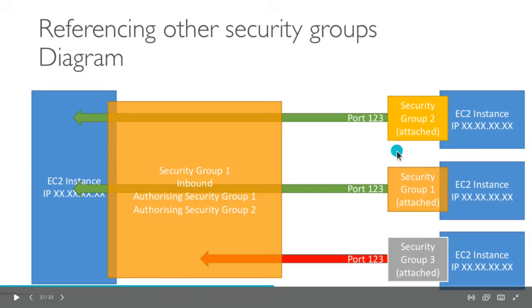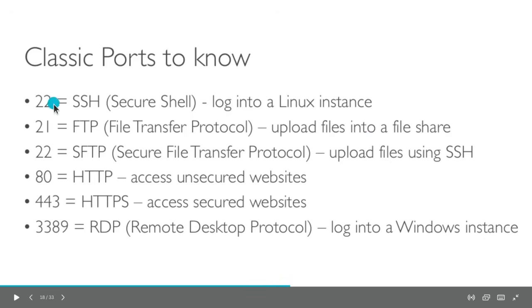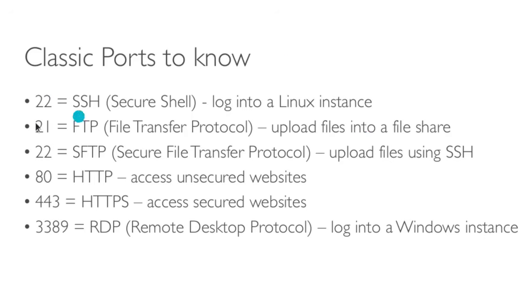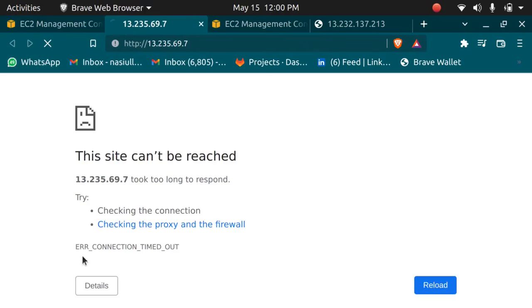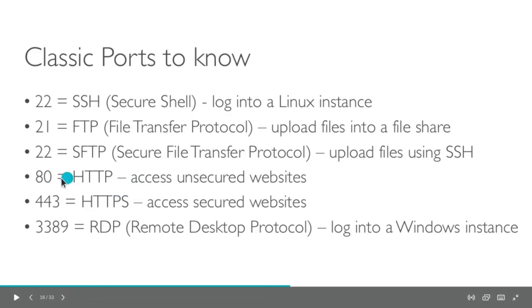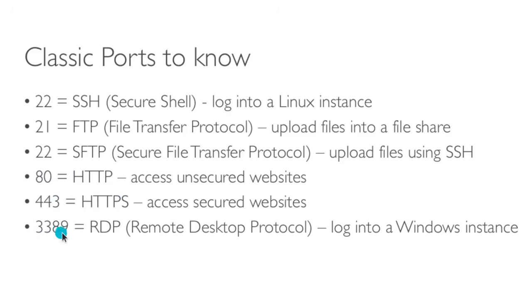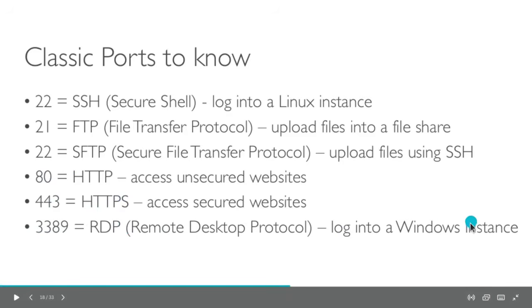And let's go ahead. These are some of the well-known ports that you should know. Port 22 is used for SSH, port 21 for file transfer protocol that uploads files into the file share, port 22 is also used for secure file transfer that uses SSH, and port 80 that we just saw, HTTP. And if you see here, you get an error that says connection timeout. So you need to know about these ports: 443 for HTTPS and 3389 to remote access your Windows instance.